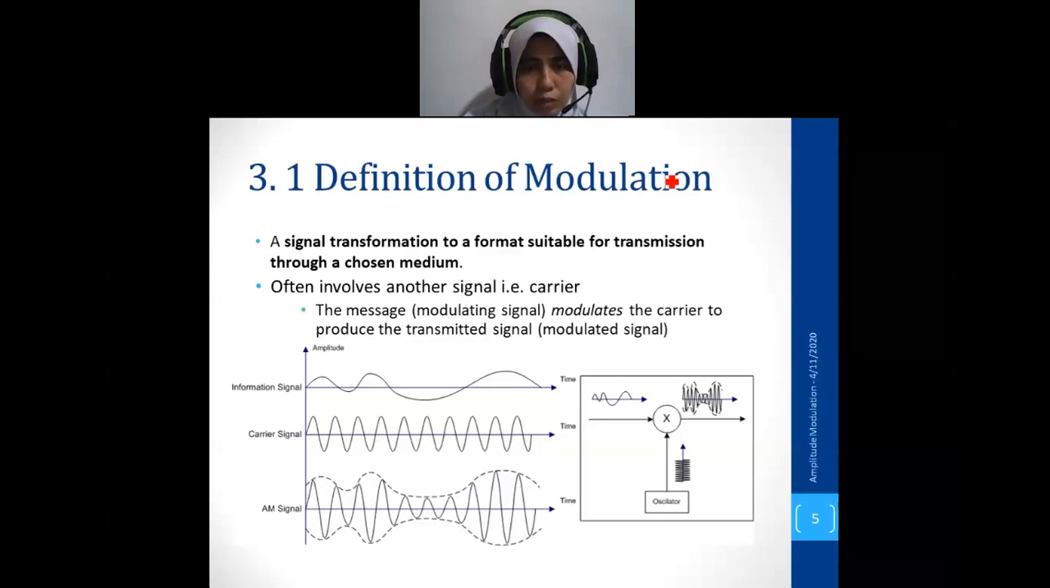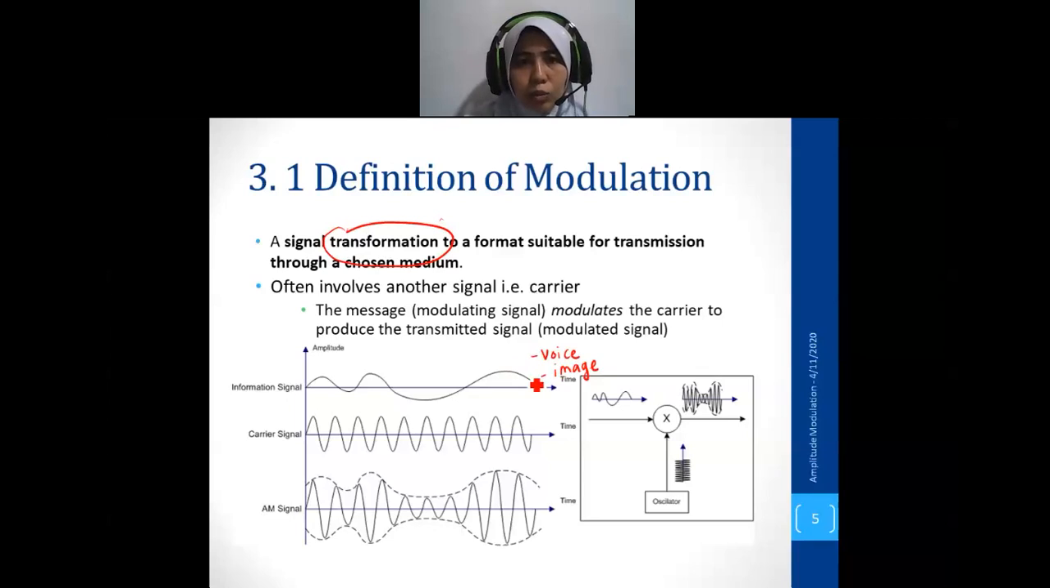But first of all, the definition of modulation is a signal transformation to a format suitable for transmission. That is transformation, that is the keyword: we transform the signal. And it involves another signal, that is usually a carrier signal. For example, we have an information signal such as voice, image, and so on. But this information signal is an analog signal, and we cannot transfer it over a long distance without changing or transforming it.